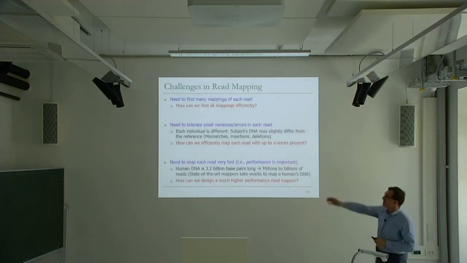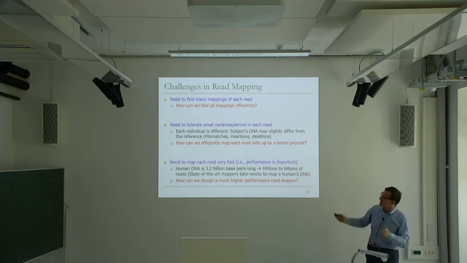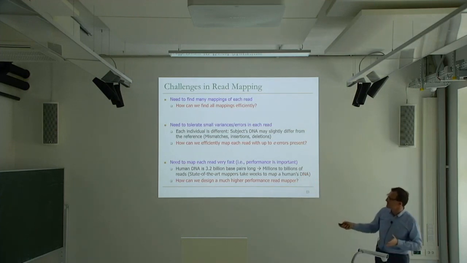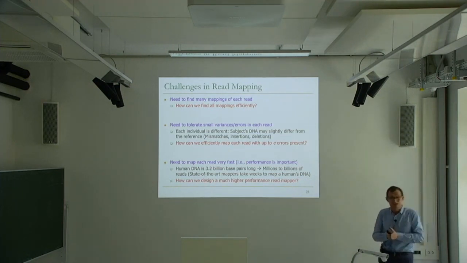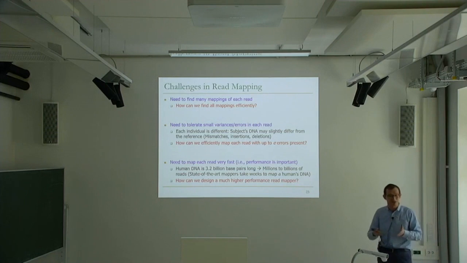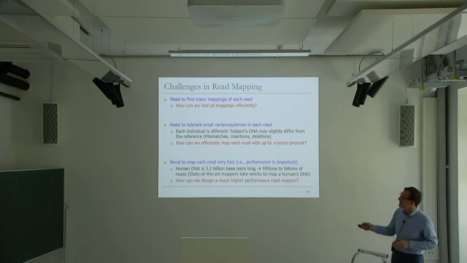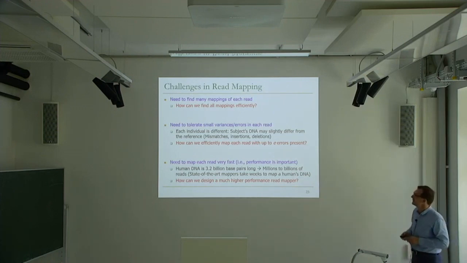Okay, and then you need to do it very fast. Performance is important, as I said. This is old, but it's easy to imagine that state-of-the-art mappers can take weeks to map a human's DNA on a single machine. If you want to parallelize it, you can of course reduce it, but now you're consuming a lot of power also. If you want to design an embedded device, maybe you cannot parallelize it really well. Basically, how can you design a much higher performance read mapper is still a big problem.